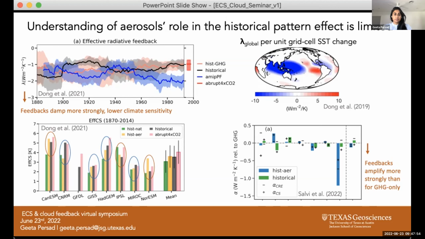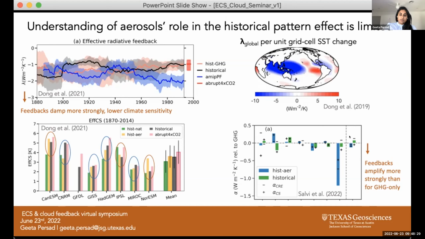And again, you see this big spread across the different models, which are all these different bars here, different models in the CMIP set. And then on the right hand of the dashed line is the multi-model mean. And so they find that feedbacks in response to historical aerosol forcing are overall more strongly amplifying than in response to historical greenhouse gas forcing. And so consequently, the historical total feedbacks, where you have a negative aerosol forcing combined with positive greenhouse gas forcing, is more damping than it would be with only greenhouse gases, and that lowers the overall climate sensitivity.